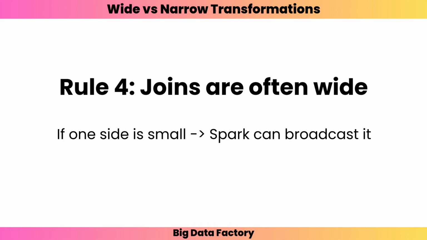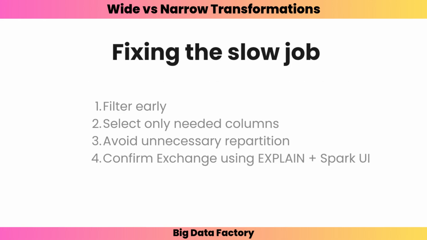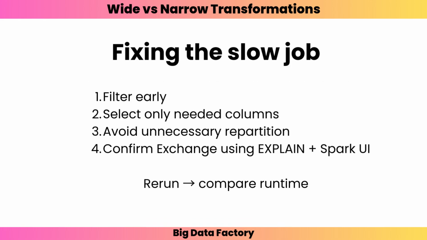Now let's return to the original story and solve it. The job slowed down after adding groupBy of customer ID. So we apply the rules: reduce rows early, like filter early, reduce width, select only needed columns, check partitioning, make sure we are not creating too many partitions unnecessarily, and then the last one, confirm shuffle boundaries using explain and Spark UI. Then we rerun and compare runtime. What you just did is not tuning magic, it's simply understanding whether the pipeline is narrow or wide and shaping the shuffle cost.